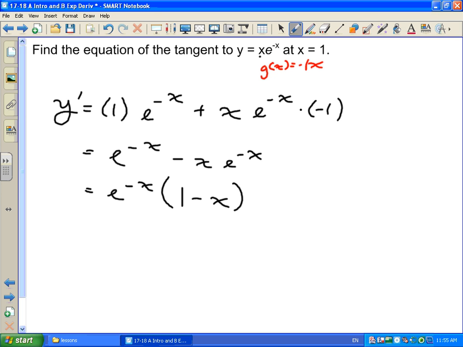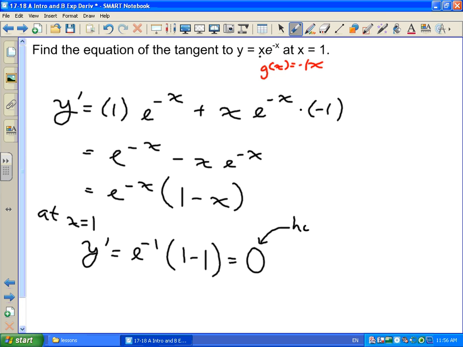Now what do we want to do? Yeah, we want to evaluate this at x equals 1. Derivative gives us the slope of the tangent, so we want the slope of the tangent at x equals 1. So at x equals 1, y primed is going to equal e to the minus 1 times 1 minus 1, which is 0. So what does this tell us about our tangent line here? It's horizontal, yeah. So it's horizontal.